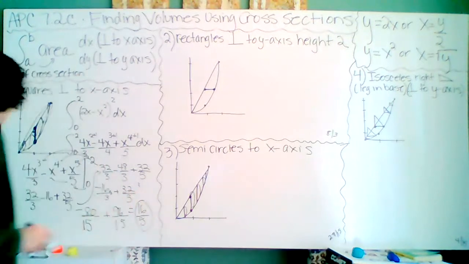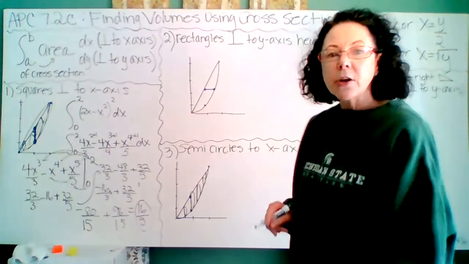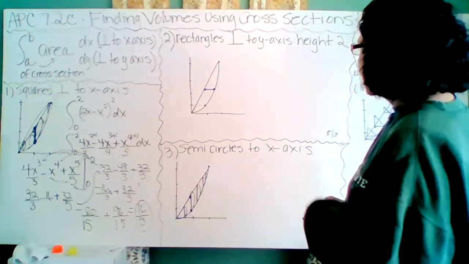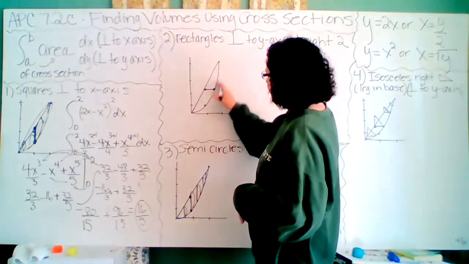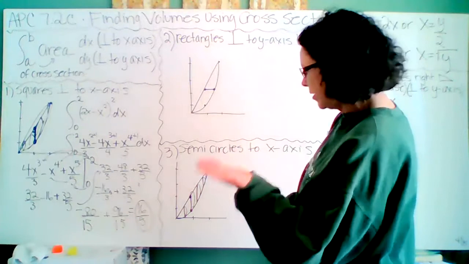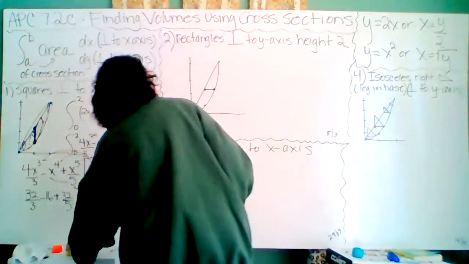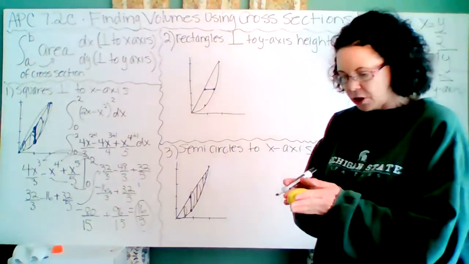Is the volume. All right, let's go to the next problem. This time, our base is the same, the y equals 2x line and y equals x squared. And they want rectangles on this base perpendicular to the x-axis with a height of 2.